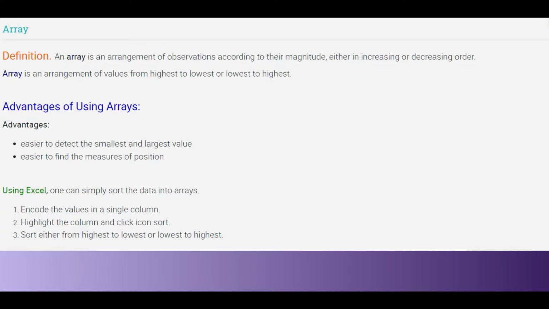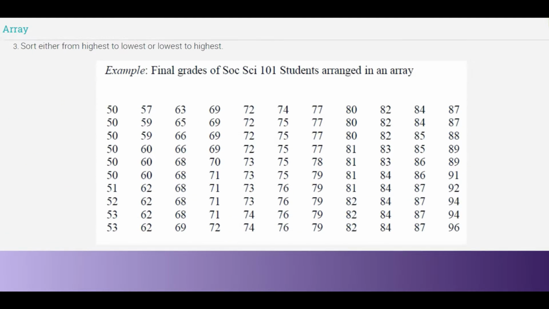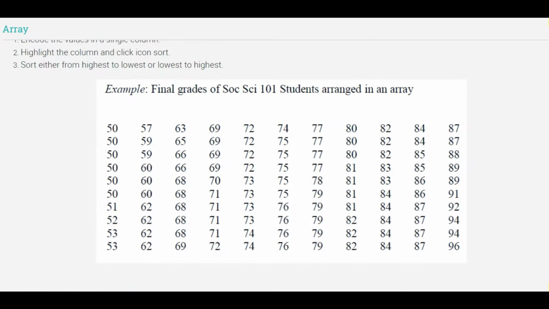So the final grades of SOC Sci 101 students arranged in an array should look like this. We can see that the lowest value is 50 and the highest is 96. And it is also easier to identify how many times a measure appeared here. Like for a grade of 50, it appeared 6 times. Whereas 80 here appeared only 3 times.